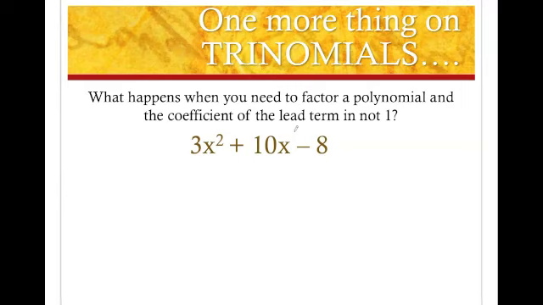Now, not all are that straightforward. Sometimes you have a lead term that is not 1. In this case, it's 3. But we're going to use the same process. If we bring down the 3x squared and the minus 8, and multiply our first and last terms, that would be negative 24x squared.